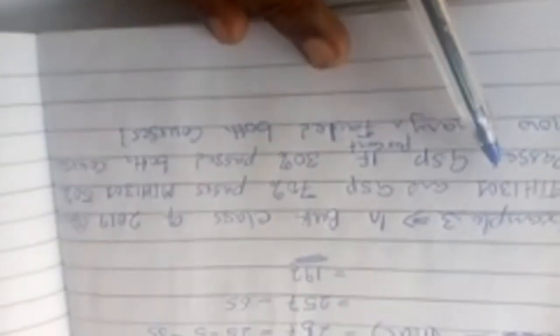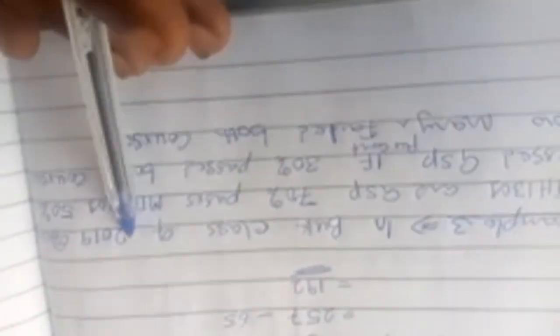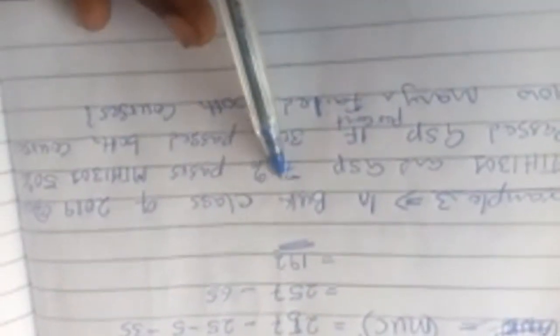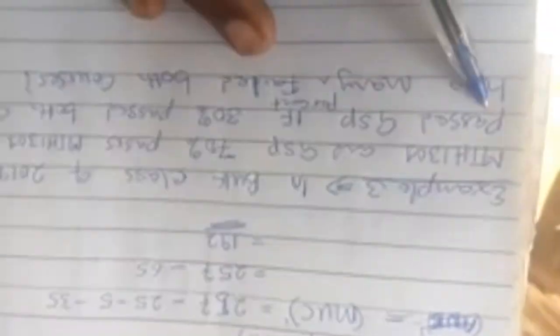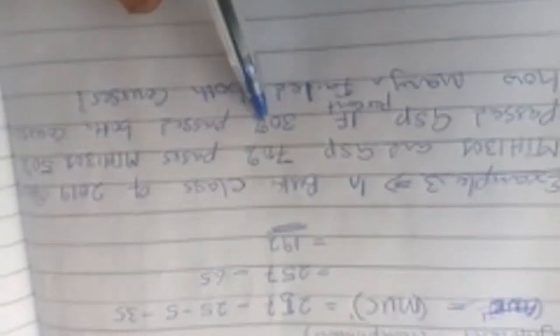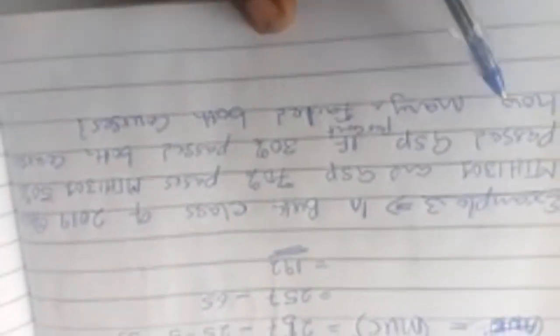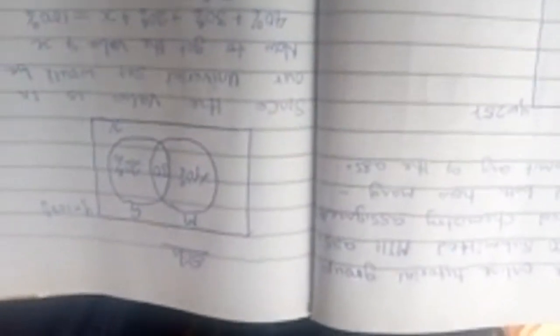Let's go to our next example. Example 3 says, in BUK class of 2019 Maths 1301 and GSP, 70% pass Maths 1301, 50% pass GSP. If 30% passed both, how many percent failed both courses? God forbid. So we are looking for how many people that carry over Maths and GSP.